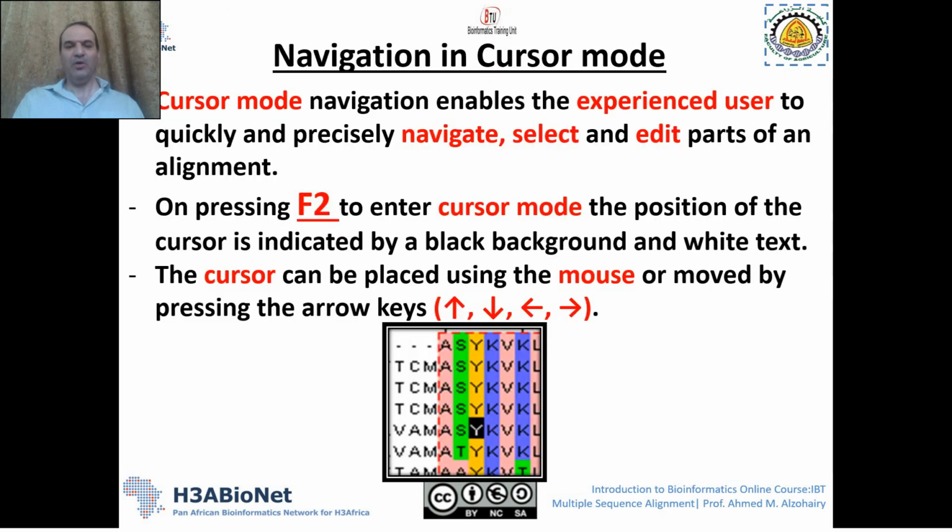You can always switch between the two navigating modes by pressing F2 to change from cursor mode to the other mode. Always you can switch between modes using the F2 key. Remember, in cursor mode, you always need to move inside your sequences using the arrows.